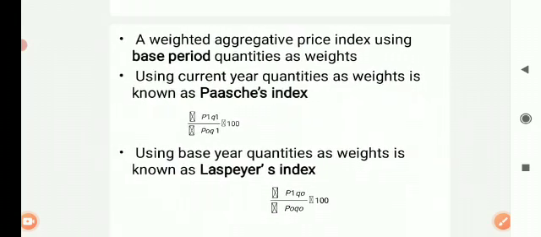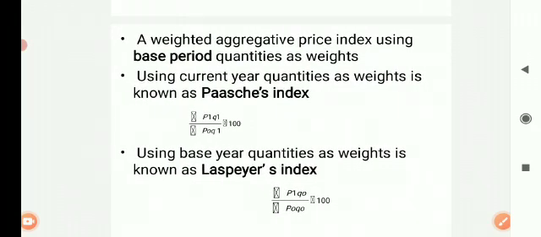I think one part of the equation, the summation symbol, is not shown. Summation P1 Q1 divided by summation P dash Q1, into 100, is nothing but the calculation of index numbers with the help of the Paasche method. Hope you understood. Now look at the next one.